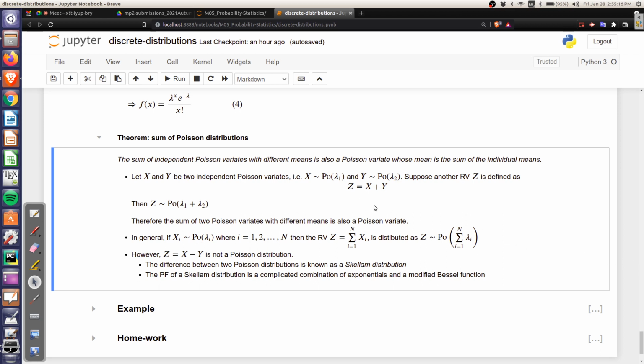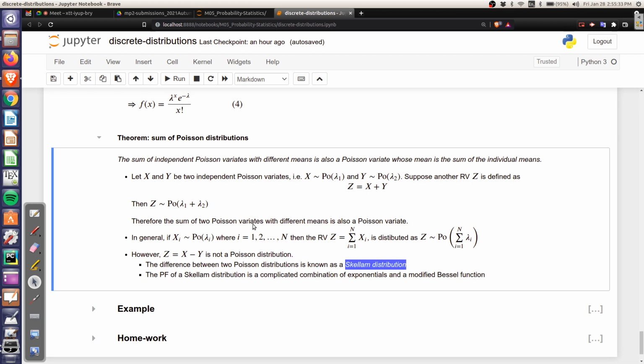Similar to the binomial distribution, where the difference between binomial variates is not a binomial variate, in the case of Poisson also the difference between two Poisson variates is not a Poisson distribution. In fact, this difference is called a Skellam distribution.